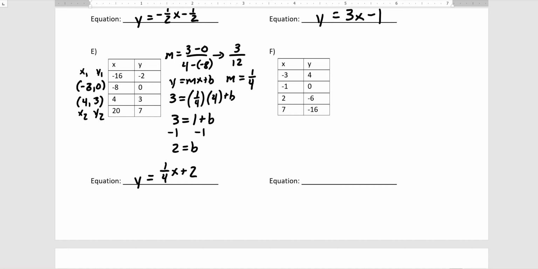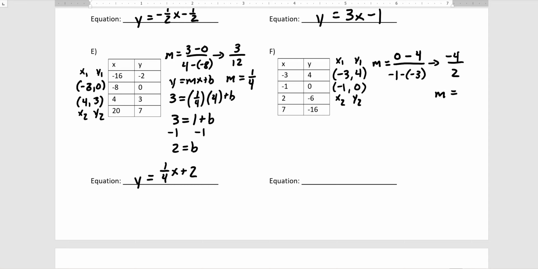All right. Last one, letter F. Let's do it. Let's use these top two here. So let's say -3, 4, and -1, 0. Now when I do that, we'll say this is x1, y1, this is x2, y2. So m will equal y2, 0, minus y1, 4, over x2, -1, minus -3. So 0 minus 4 is -4. -1 minus -3 would become -1 plus 3, which is 2. -4 divided by 2 is -2. So that tells me my slope is -2.